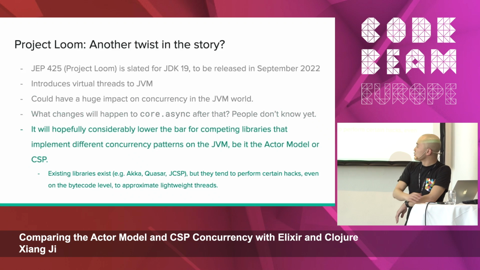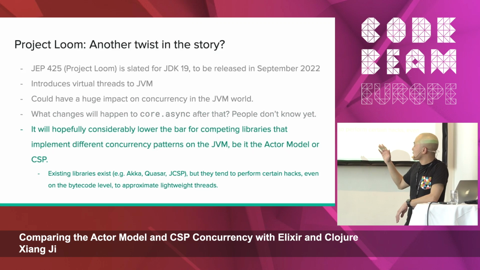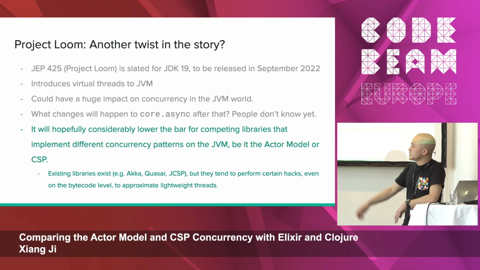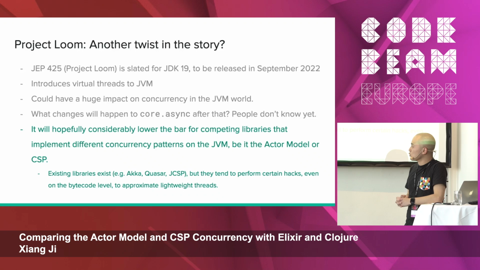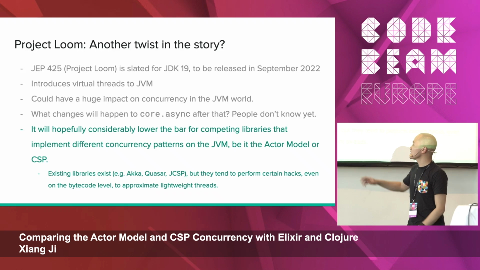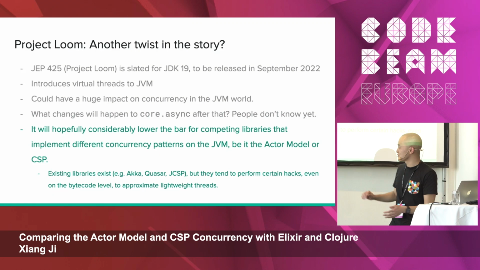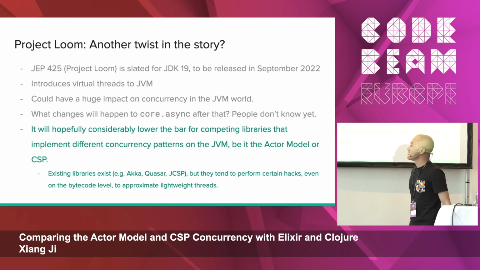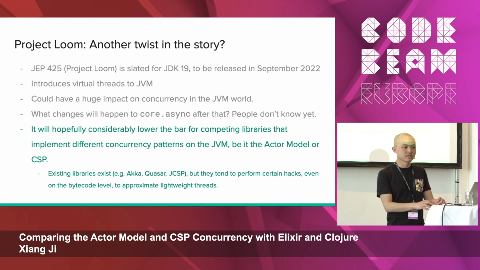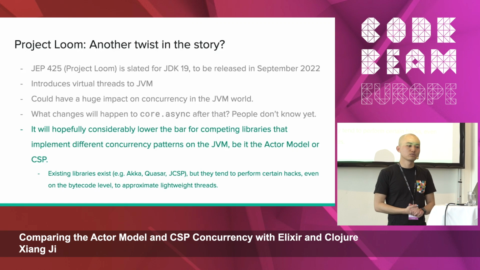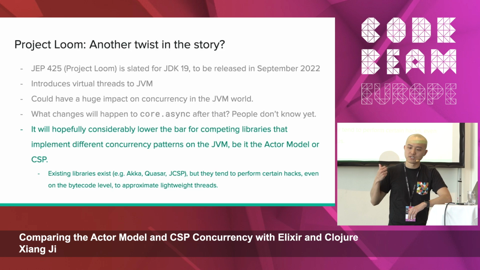But what people say is that it lowers the bar for competing libraries that implement different concurrency patterns. There are many libraries in Java because the ecosystem is huge, and I looked into some of the implementations. For example, Quasar tries to implement some Erlang-process-like semantics, but it has to hack into the bytecode level to approximate lightweight threads. With this proposal, it's going to be built into the JVM, which would be a completely different situation. So it will probably make it much easier to write libraries. And also, if you look at the source code of the go macro I just mentioned in the core.async repo, it is horrible.